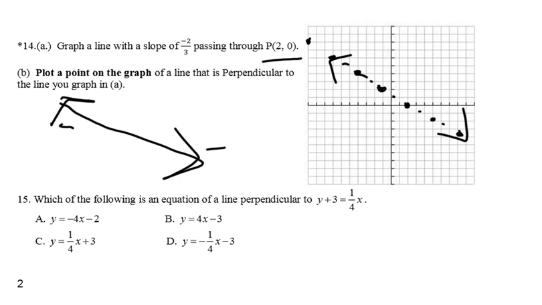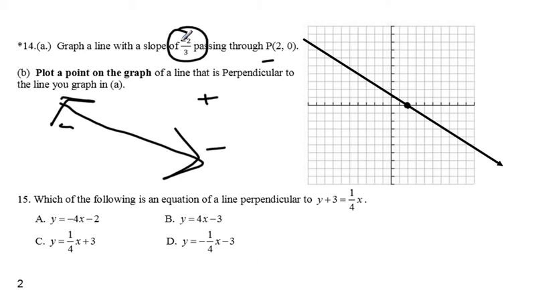Let's see how this thing does on here. Connect a straight line through those points. Ooh, nice. Now, in order to get a perpendicular line, start back at your (2, 0). And perpendicular is going to have the opposite slope and the reciprocal. So my 2/3, flip-flop it, becomes 3/2. So now from this point (2, 0), I want a slope of 3/2.